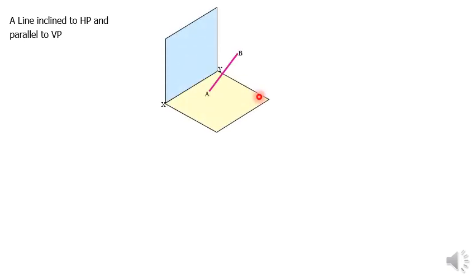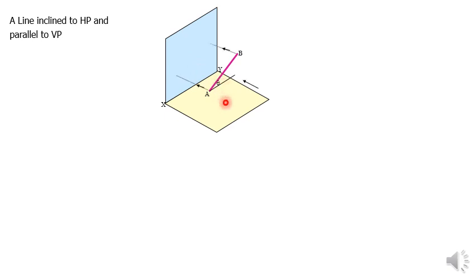Now the third case is a line inclined to HP and parallel to VP. Here again let us take a line. I have taken a line AB which is inclined to HP. I am representing this inclination as theta, and it is parallel to VP. How is it parallel to VP? You can see that the distance of A from VP is the same as the distance of B from VP. Therefore this AB is parallel to VP, but it is inclined at some angle. That angle is represented by theta.